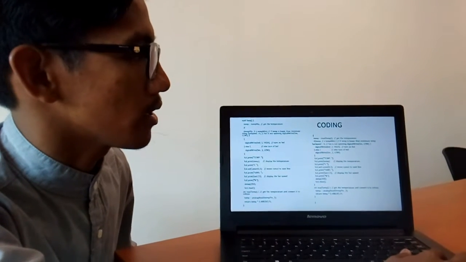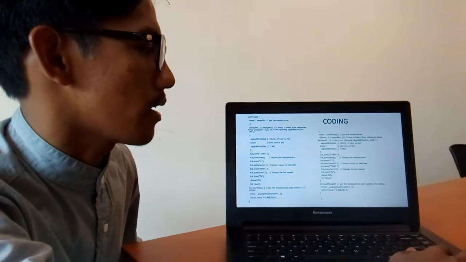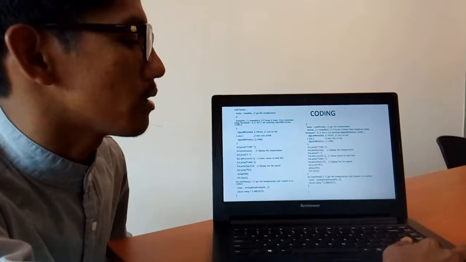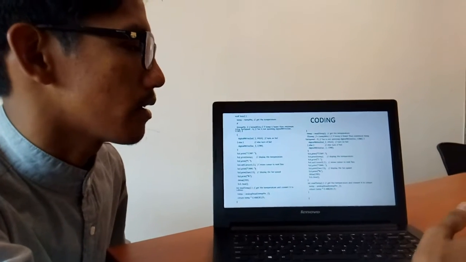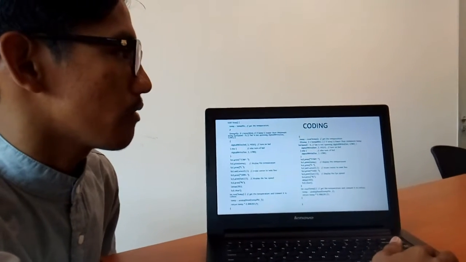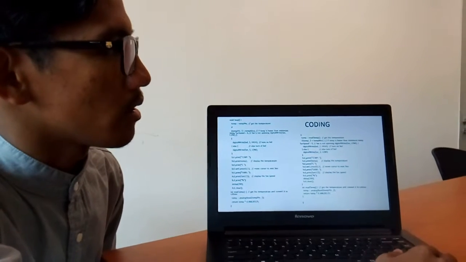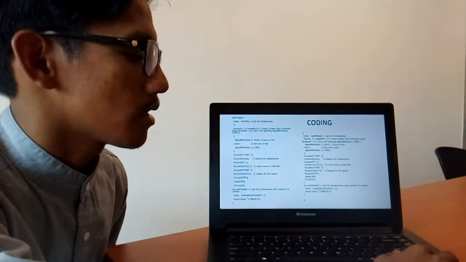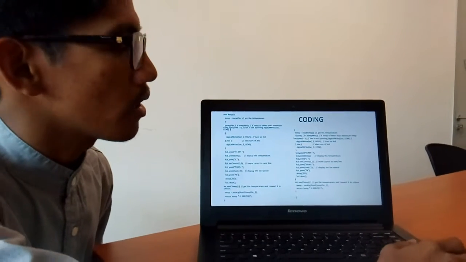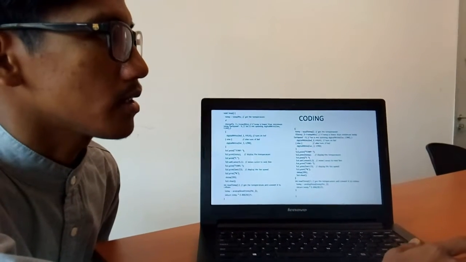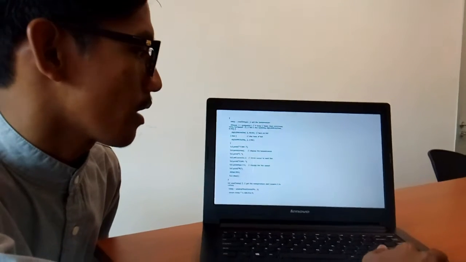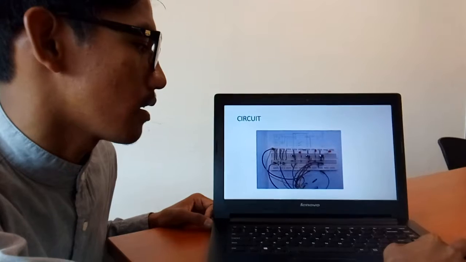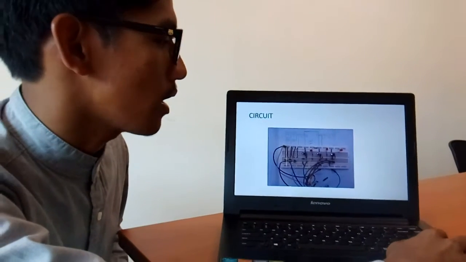This is the coding that I am doing now, which has some improvement compared to before. The coding this time was developed for all 3 sensors, compared with before, when the coding was for 1 sensor only. This is what the circuit looks like, and the circuit was completely installed.